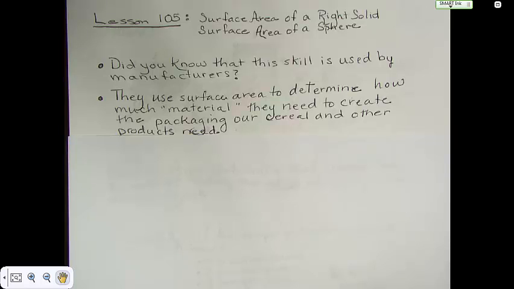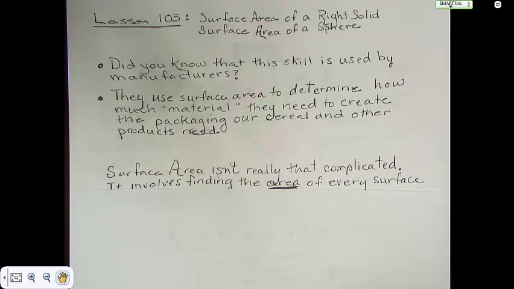Most of it these days is done on computer, but in the old days they used to lay it out on a piece of paper and figure it out. So, but this is used a little bit more, it's more computerized nowadays.